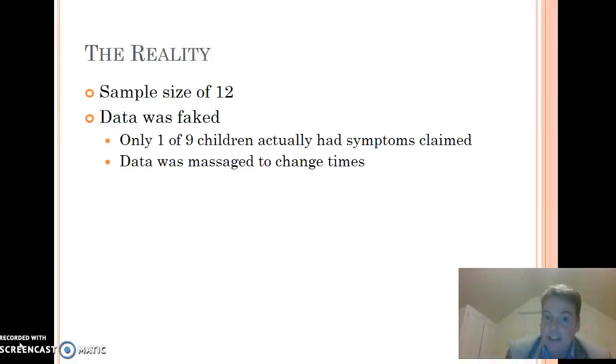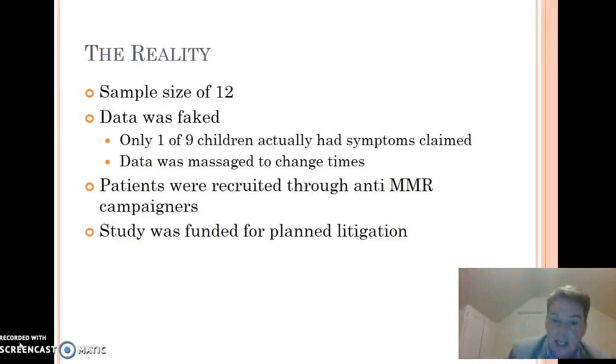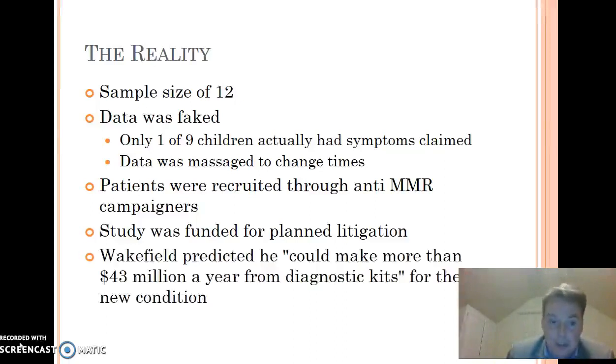They massaged data to change times. The patients were recruited through organisations that were opposed to the use of the vaccine in the first place, so the people were biased. There was a group in America planning to take litigation against the MMR, and they paid for the study, so they had a vested interest in it producing particular outcomes. And Wakefield himself, who authored the study, had boasted that he could make $43 million a year from diagnostic kits for this new condition he was talking about. So he intended to make a huge amount of money out of it.